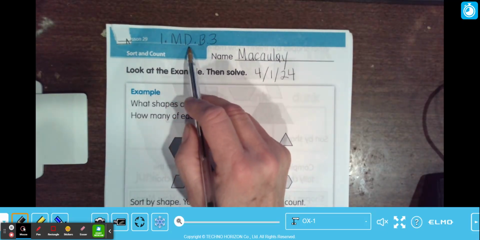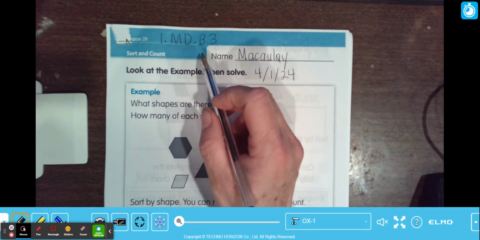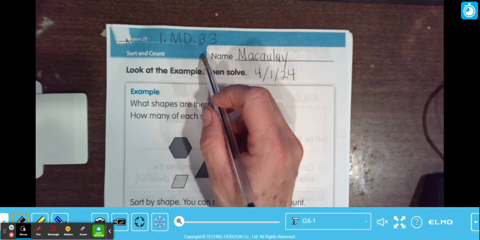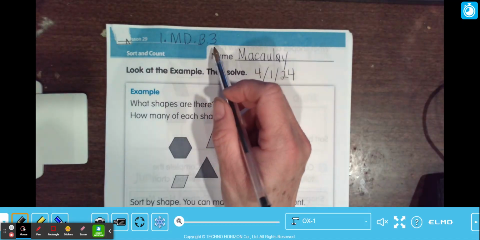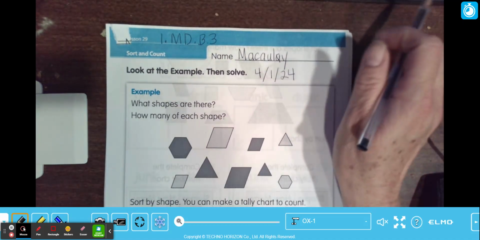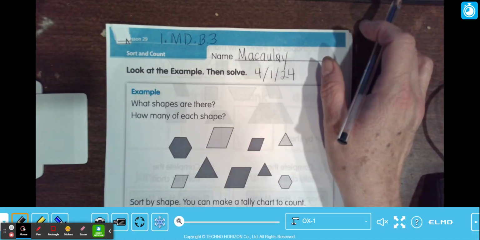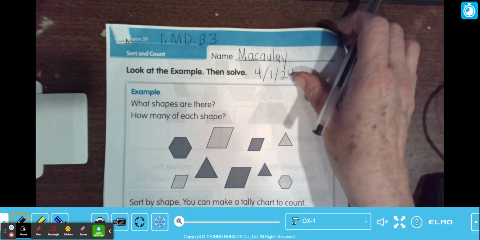And this standard is about sorting data. So data is just information that you have, and you're going to sort it into categories. You're thinking, what's that, teacher? I don't understand. Don't worry, you're going to understand once we do it, okay? So say, today I'm learning to sort data. Today I'm learning to sort data. Can you say that?